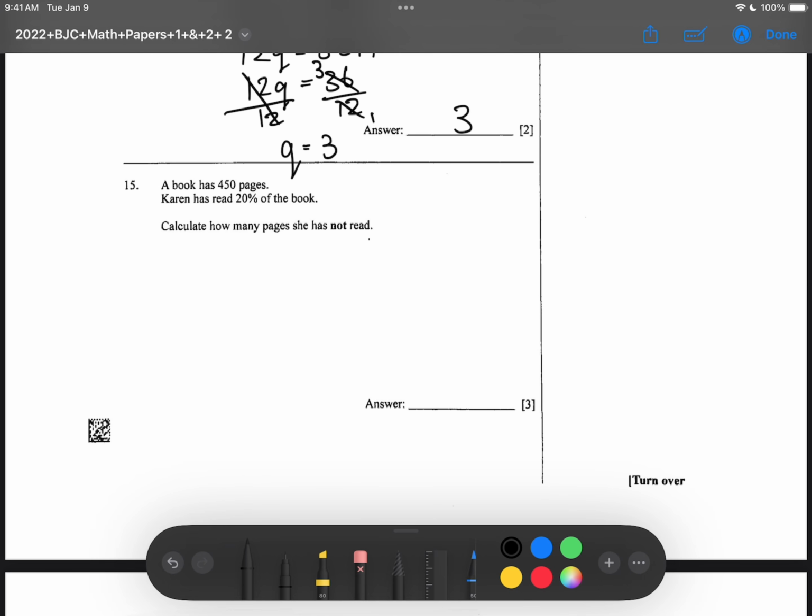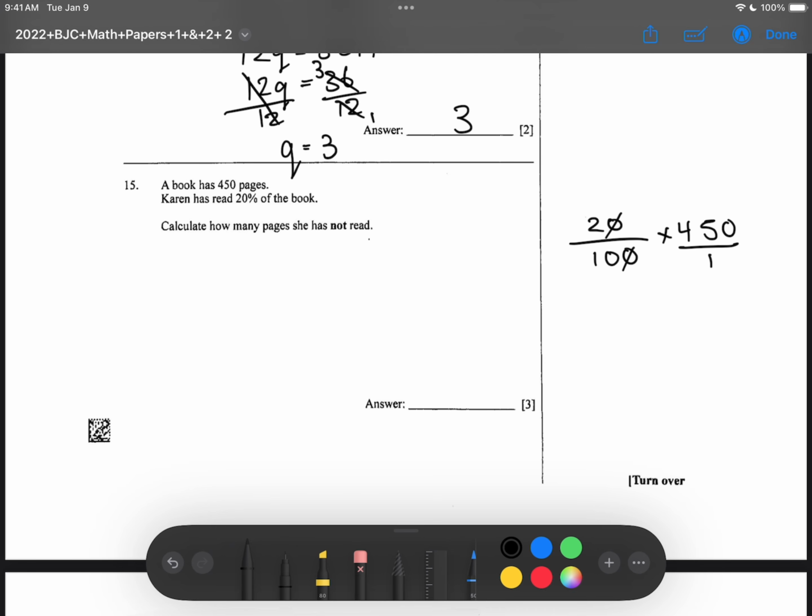The book has 450 pages. Karen has read 20% of the book. Calculate how many pages she has not read. What we're going to do is write the percentage, which is 20 over 100, and times it by 450. We can cancel off these two zeros. So we're left with 2 over 10 times 450.